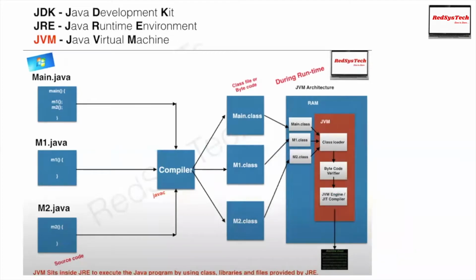So if you see the screen, we have Java classes. Let's say you're writing a class called main.java, and other classes called m1.java and m2.java. Right? This is the file extension you have to use whenever you write a Java class. Let's say you're writing on a Windows machine. In the programming world, we call it source code.